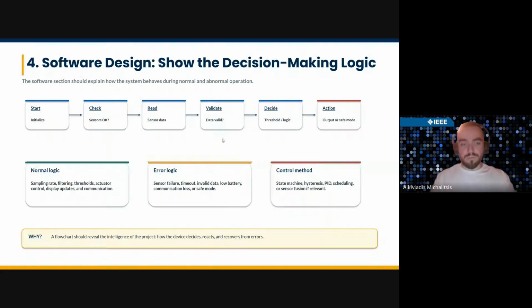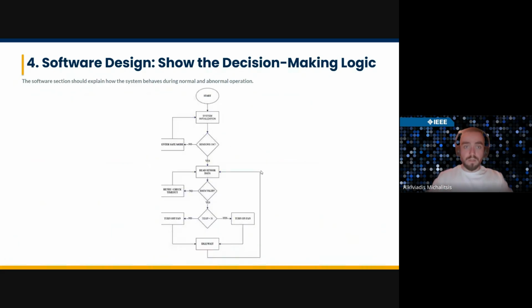So a flowchart should reveal the intelligence of the project, how the device decides, reacts, and recovers from errors. Very important: you should always think about the errors. If errors happen and you have not thought of them, you will not be able to control your system after that.